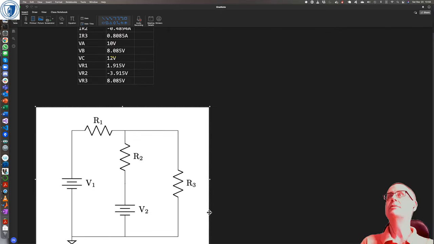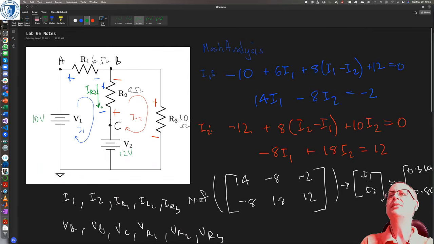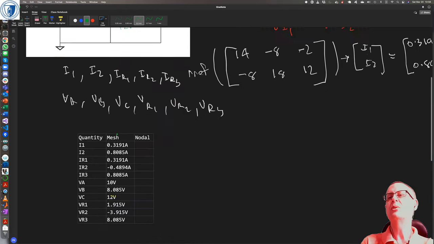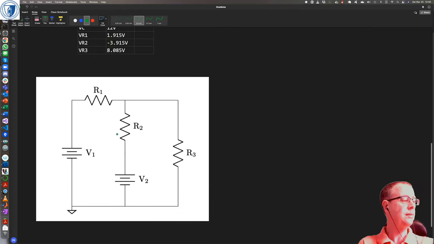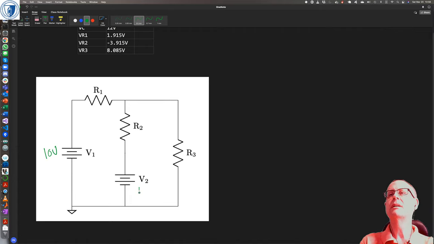Okay, and we've got, let's go back to drawing. And let's go with green. What did we have? We had 6, 8, and 10, and 10 and 12 volts. So let's just label those. Right, so that's 10 volts, I think. That's 12 volts. And that's 6 ohms. That's 8 ohms, and that's 10 ohms.